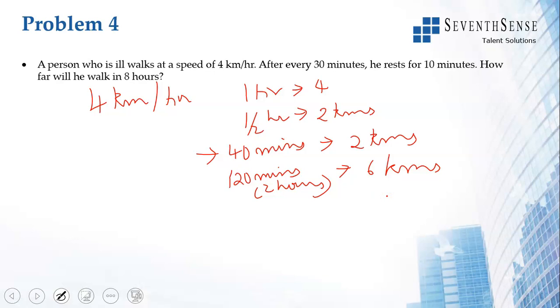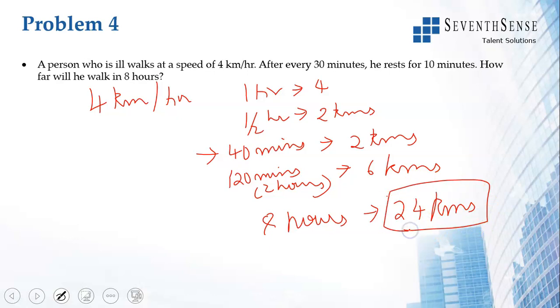But they have asked for 8 hours. So again, I multiply both sides by 4. 2 hours if I cover 6 kilometers, in 8 hours, I'll cover 6 into 4, 24 kilometers. That's the distance traveled by this person who is ill.